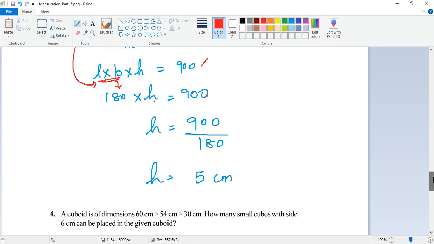Okay. Now height is equals to 180 goes down because it's multiplied. When it goes to the other side, it goes as a denominator. So it gets divided. So 900 over 180. Now you see, you can calculate it. 0, 0 gets cancelled. 9 2s are 18. 9 10s are 90. 2 5s are 10. So height is 5 centimeter. Understood? That's it. So now come to the next question.